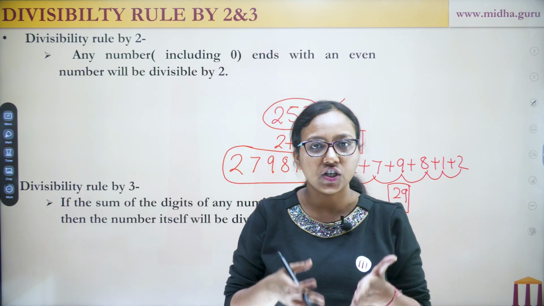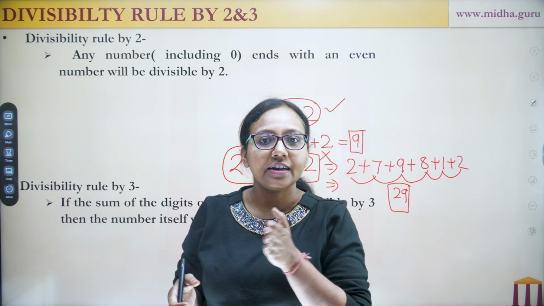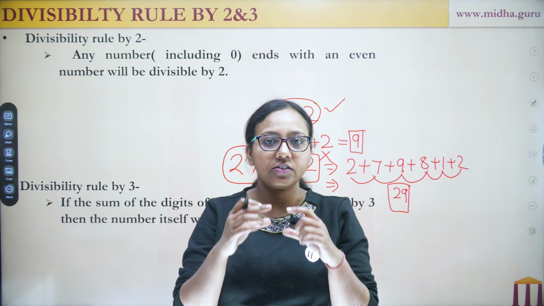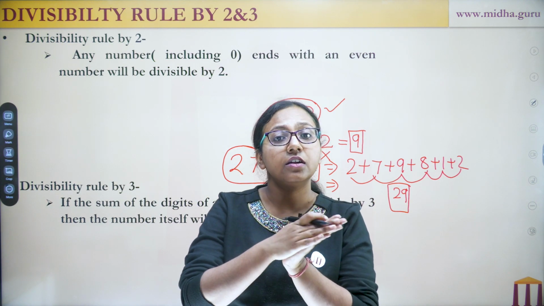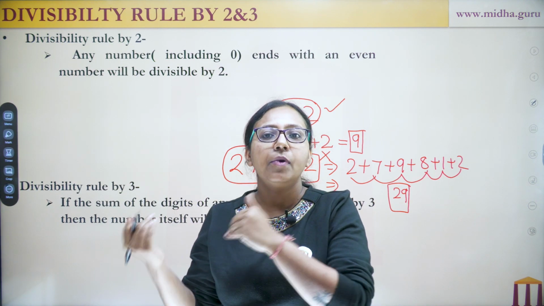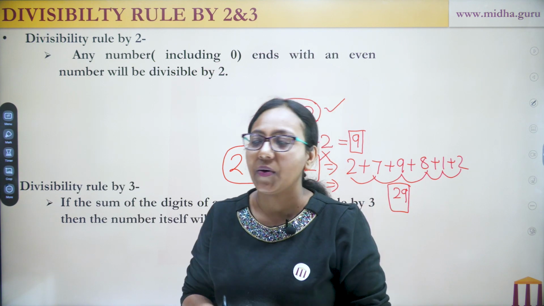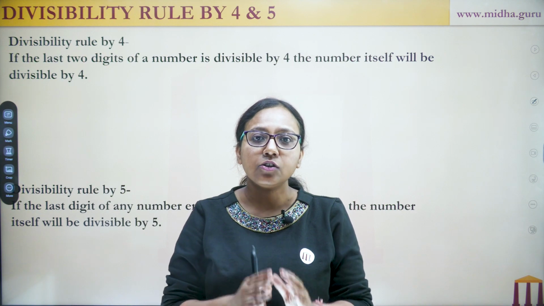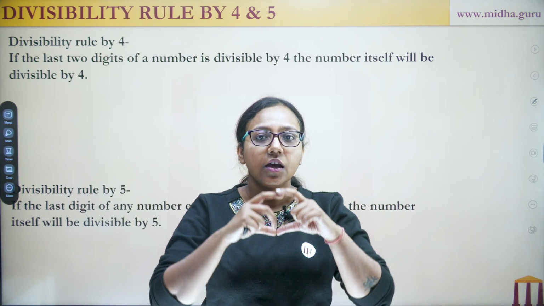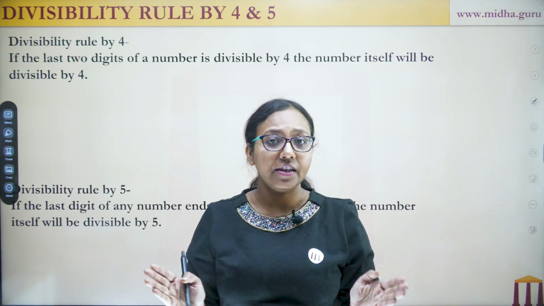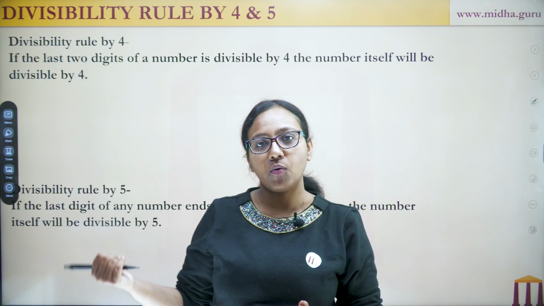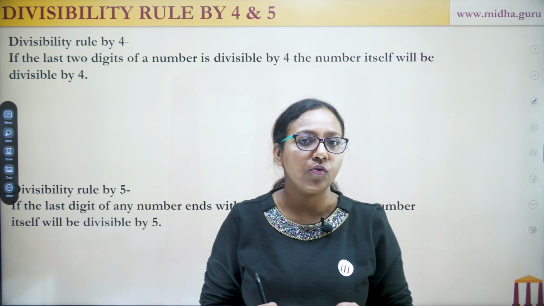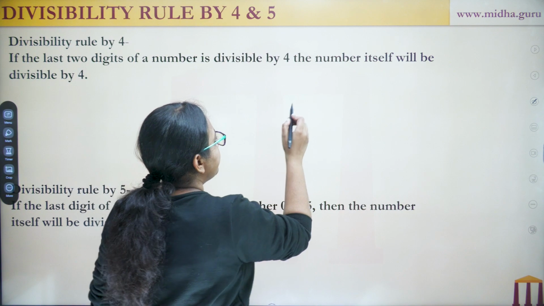You understood? You just need to take the number, get its digit sum, and check whether the sum is a multiple of 3 or not. Okay, let's continue with the divisibility rule of 4 and 5. The divisibility rule of 4 says that if the last two digits of any number are a multiple of 4, then the whole number will be divisible by 4. Let's see how it works.